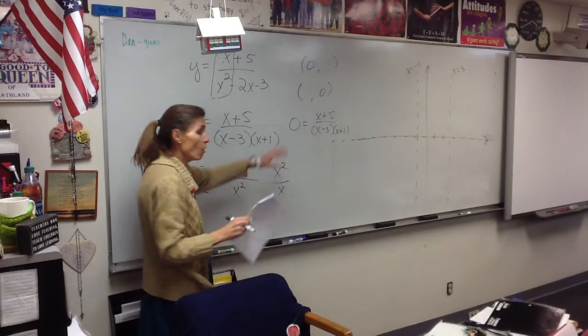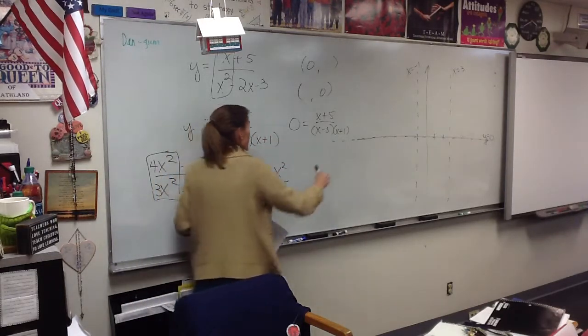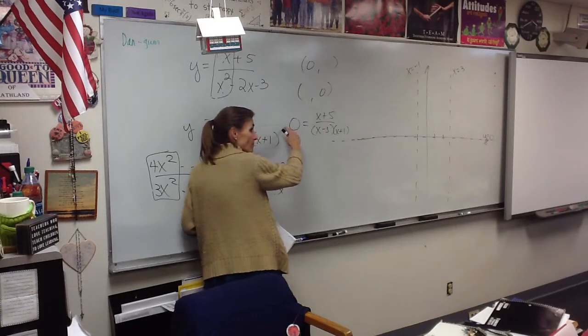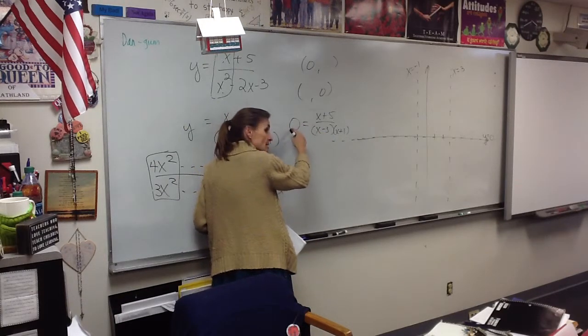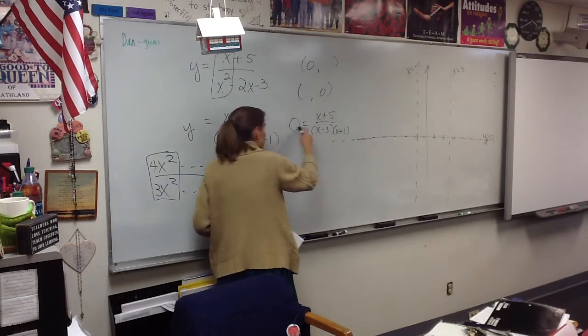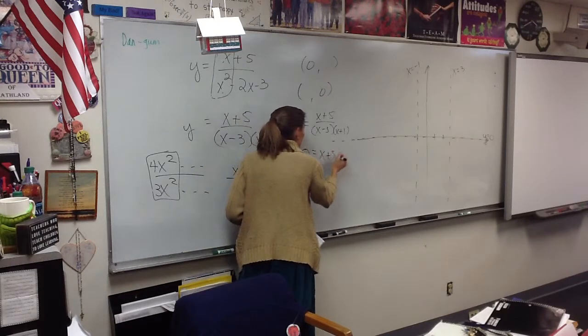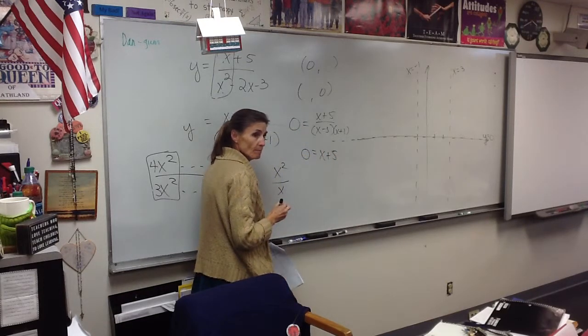Now, when I solve that equation, I'm not frightened of it. When I solve it, I'm going to multiply this over to here. But that's a 0. So what happens? I don't care what this is. When you multiply it over here, what are you going to be left with? 0.